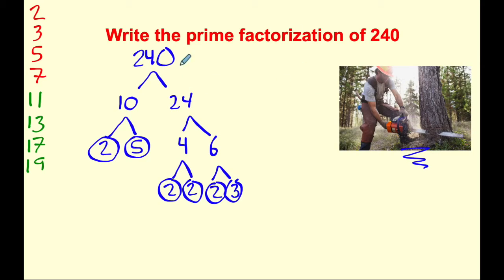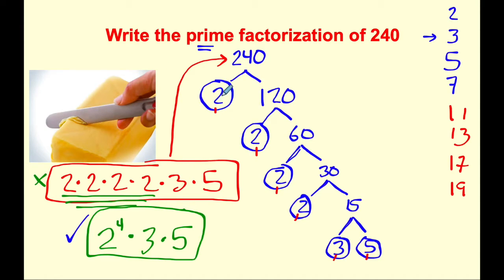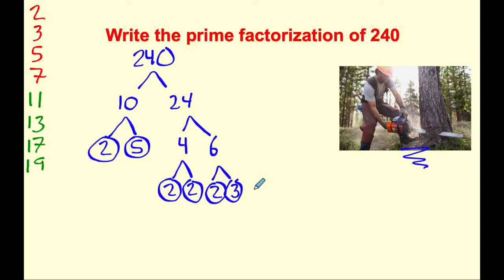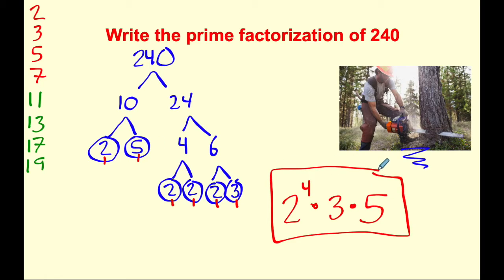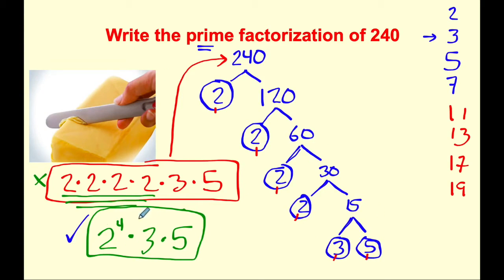The downside of this chainsaw method is you have to be a little bit more careful because the numbers are not in order. If we go back a slide, look at these numbers. They're in order. 2, 2, 2, 2, 3, 5. Over here we have like 2, 5, 2, 2, 2, 3. They're not in order, so we have to pay a little bit more attention. We have 1, 2, 3, 4 2s. 2 to the 4th. We have 1, 3. We have 1, 5. Does this answer look familiar? It should, because it's the exact same answer that we got by using the butter knife method.